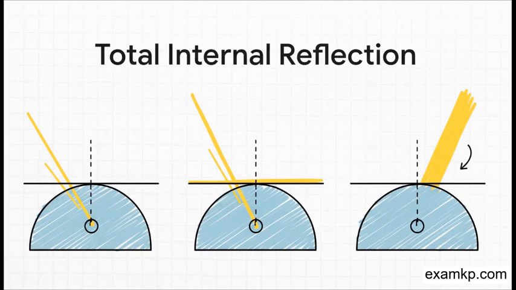Now, for this to happen, two conditions must be met. They are not suggestions. First, the light has to be going from a denser material to a less dense one, like from glass into air. Second, the angle it hits the boundary with must be greater than a special angle called the critical angle. Please memorize these two conditions. They are a classic WAEC theory question.